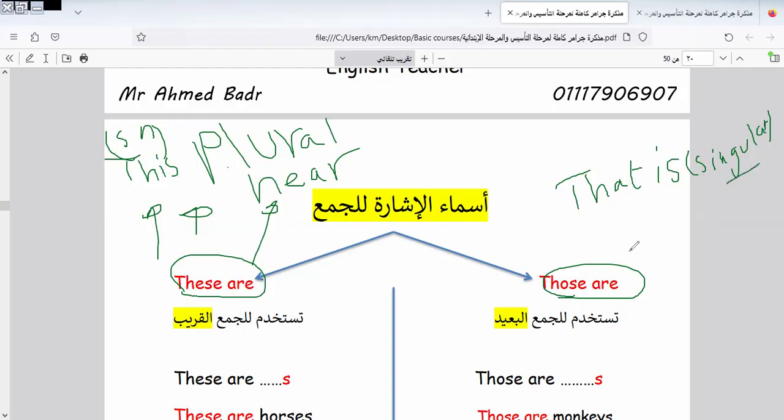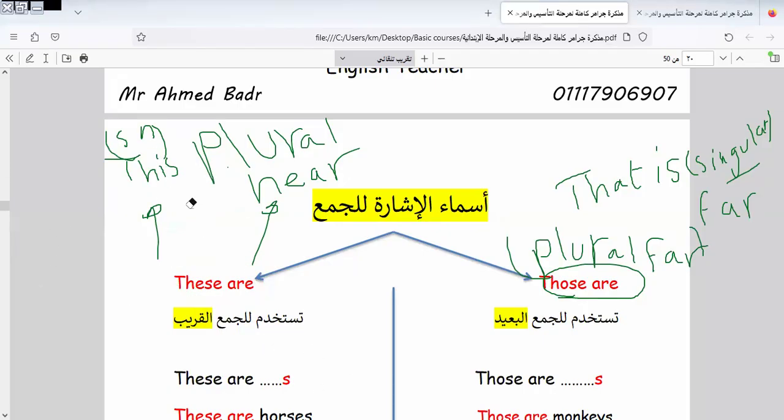That is, for singular, for what? For singular far. Those are, here, is used for what? For plural far, okay? This is the difference: those are is plural far, and that is is singular far. These are is plural near, and this is for singular near, okay? This is the difference between both, okay?